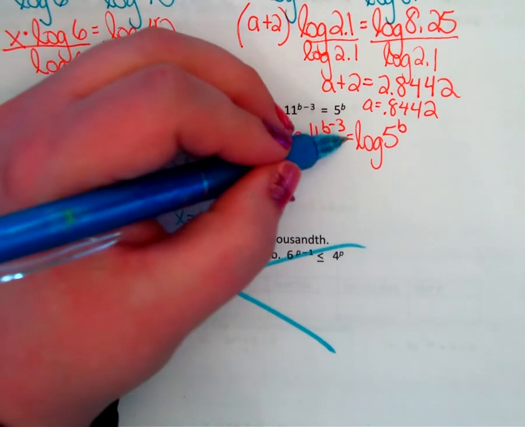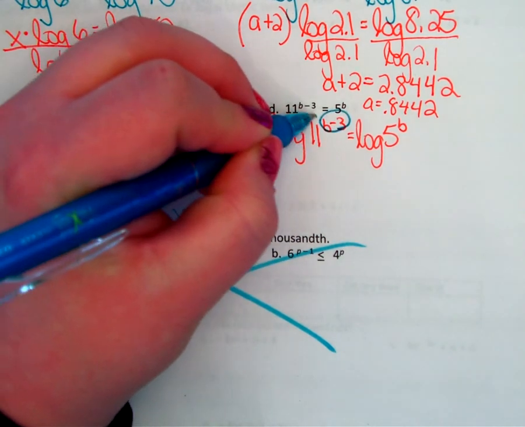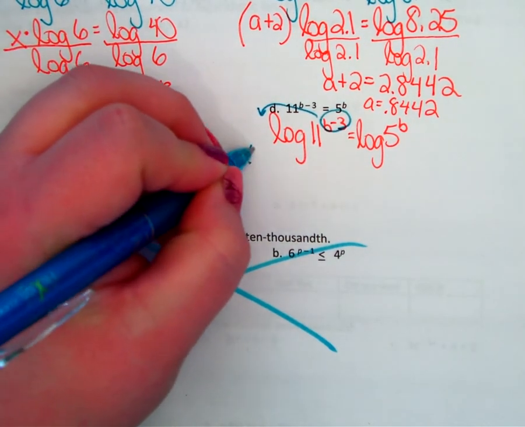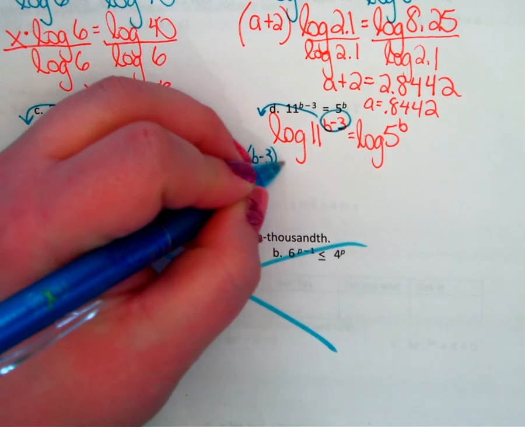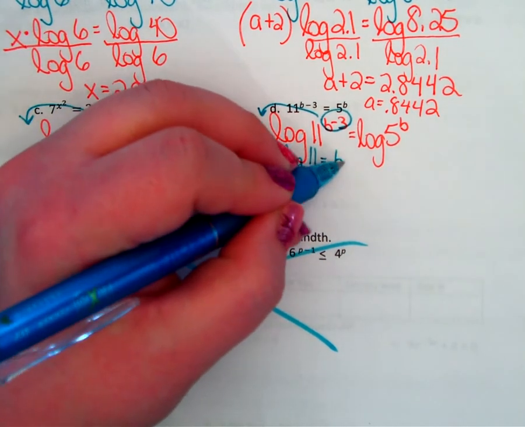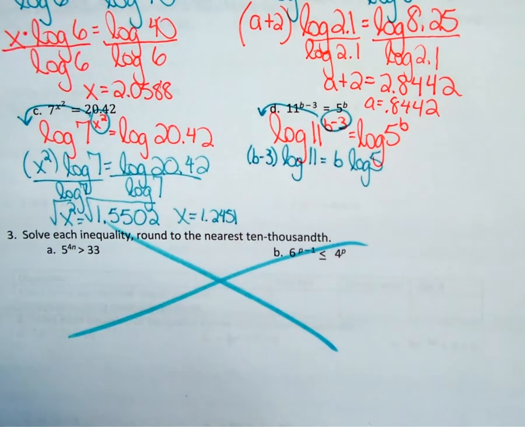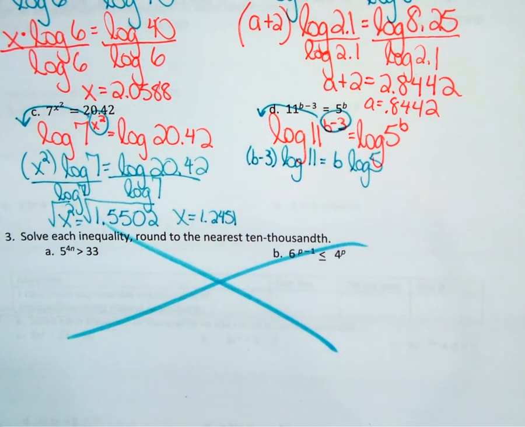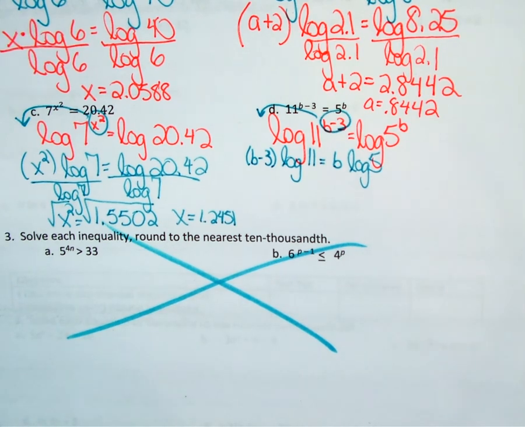So that means I now have two exponents that need to be moved in front. The b minus 3 needs to be moved in front and put in parentheses, and b times log of 5 on the other side. Okay, now I don't have a clear path to get a b by itself because there's a b on both sides of the equation. So really and truly, you can choose to divide by either side.